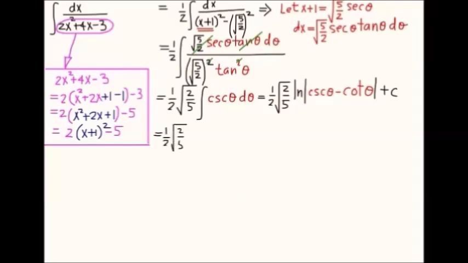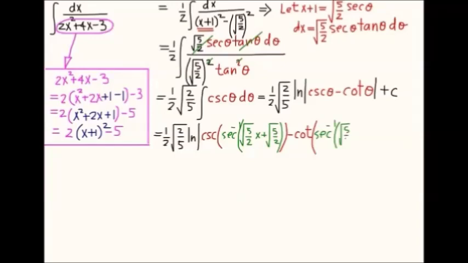We're now going to be putting it in terms of x, so we need to set theta equal to the secant inverse of the quantity square root of 5 over 2x plus the square root of 5 over 2. Now I'm going to put that in for both areas where theta is, and then we will have this as the final answer.